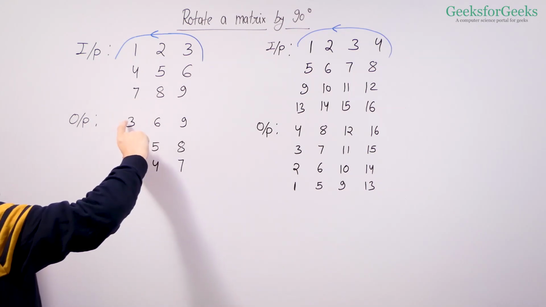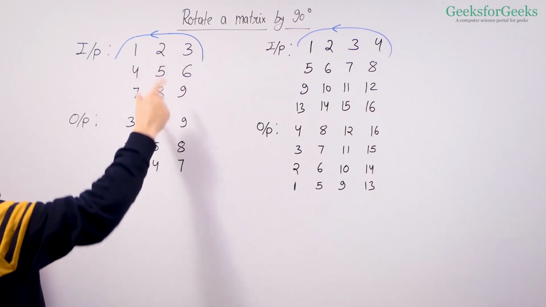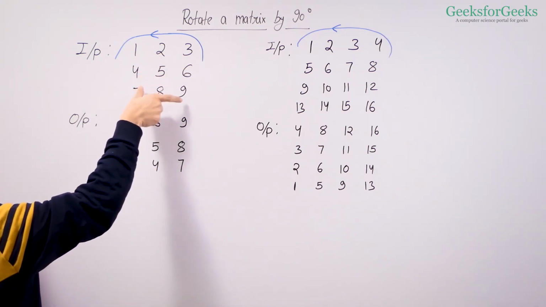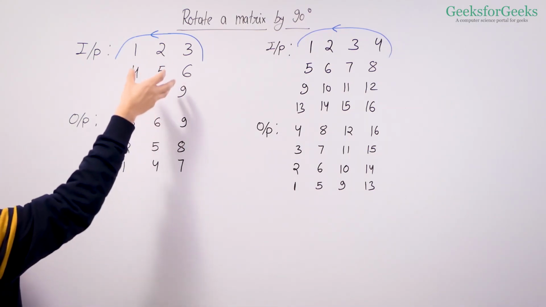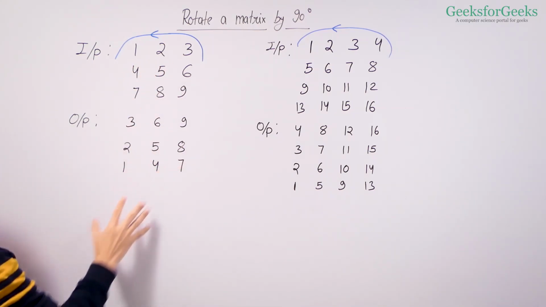1, 2, 3 will become 3, 2, 1. 4, 5, 6 will become 6, 5, 4. 7, 8, 9 will become 9, 8, 7. Right? So that's how we get the result matrix.